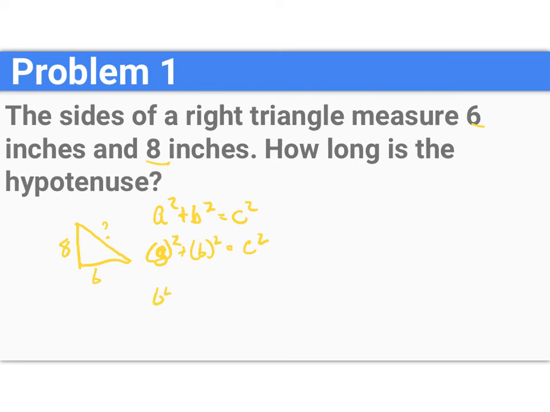So 8 squared is 64, plus 6 squared is 36, equals c squared. 64 and 36 make 100 equals c squared. Take the square root, c equals 10. Okay, so the length of the hypotenuse is 10 inches. And make sure you put your units in: 10 inches.